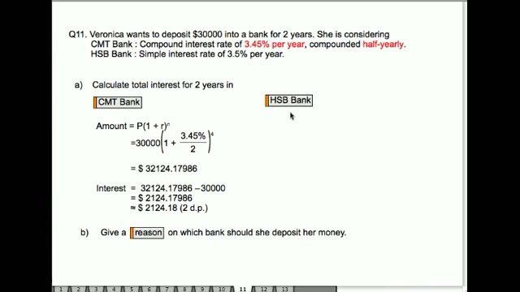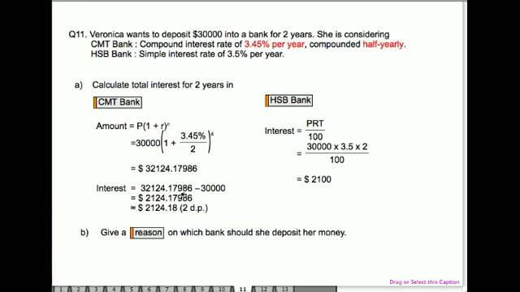The HSB Bank uses a simpler formula, which is PRT over 100. P is the principal, and the percentage is 3.5 over 100 for 2 years, which gives us 2100.